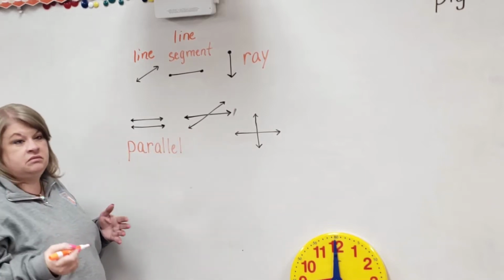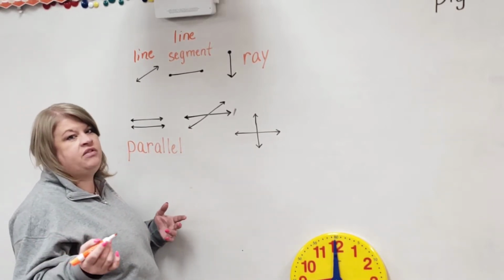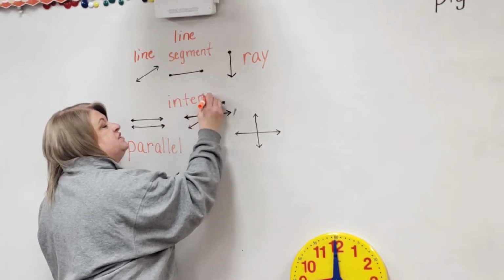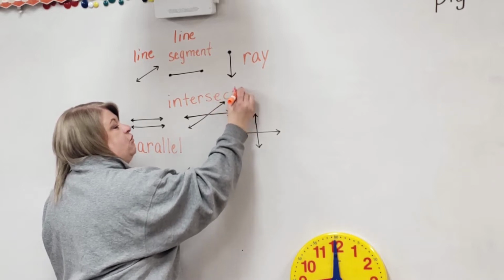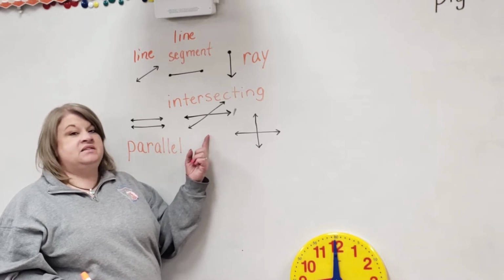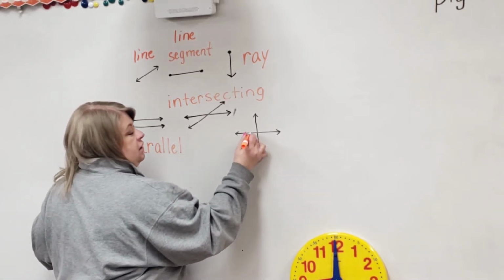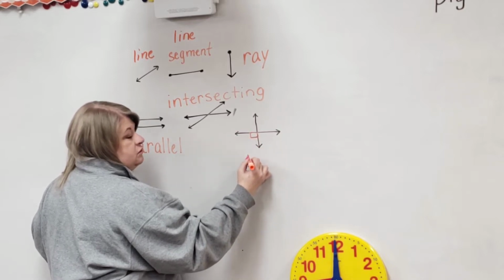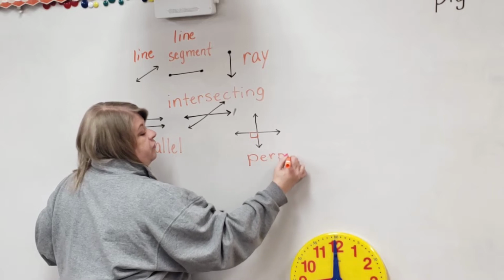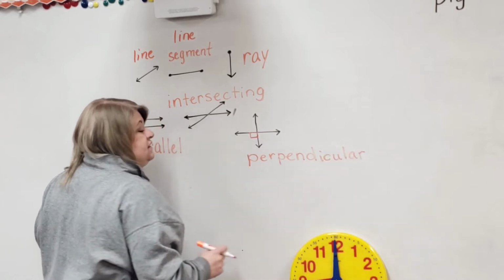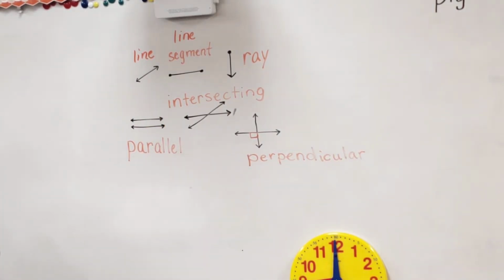What about lines that do cross? Doesn't matter how they cross. We say that they are intersecting lines. If they cross, they're intersecting. Doesn't matter where they cross. But special ones that cross, like a cross, and they have squares in them, we call those, do you remember? Perpendicular lines. Perpendicular lines cross in a very special way.